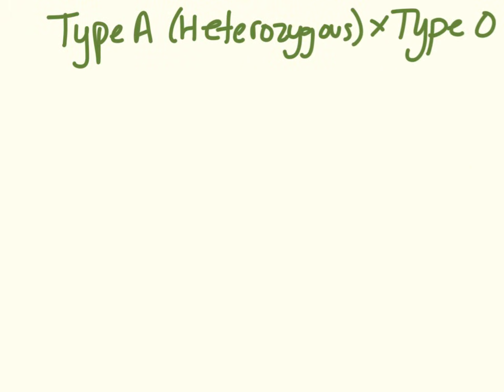So now I want you to try a problem on your own. You have a type A individual that's heterozygous for type A and a type O individual. I'd like you to pause the video and get on your piece of paper and draw a Punnett square and figure out what is happening in this problem.